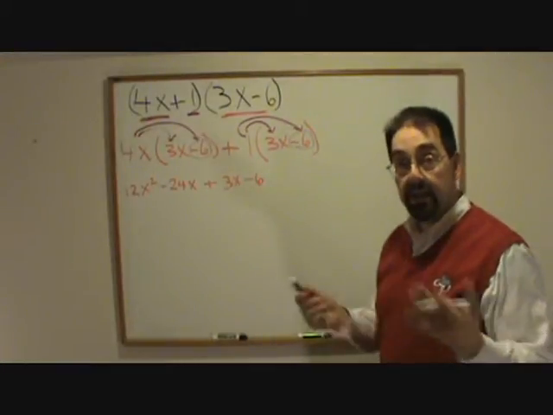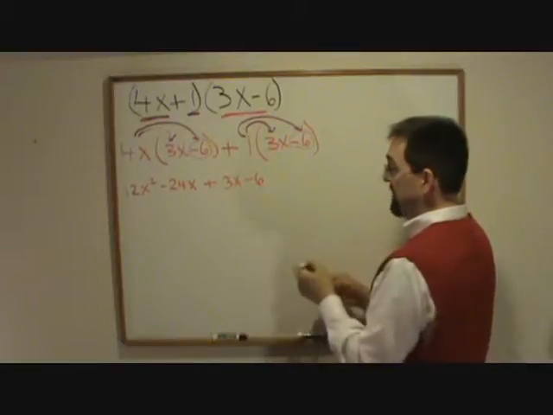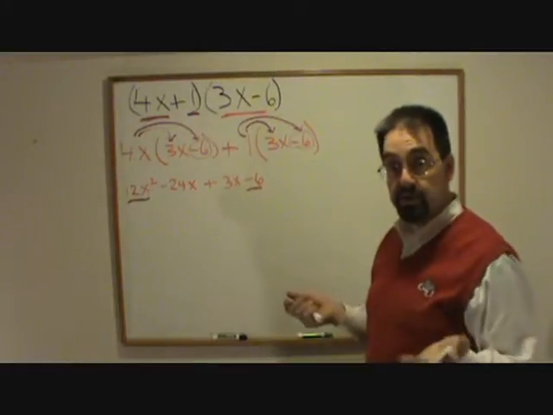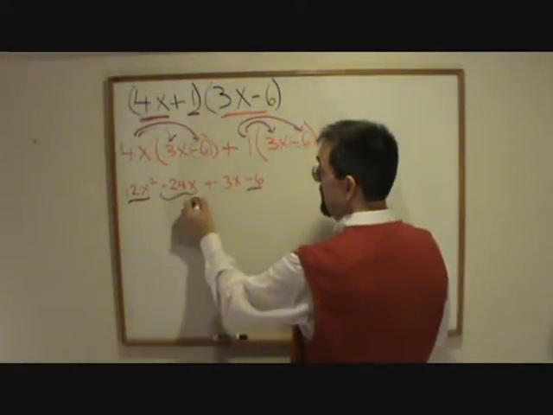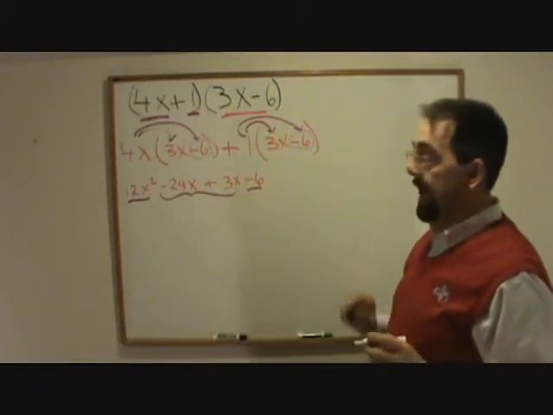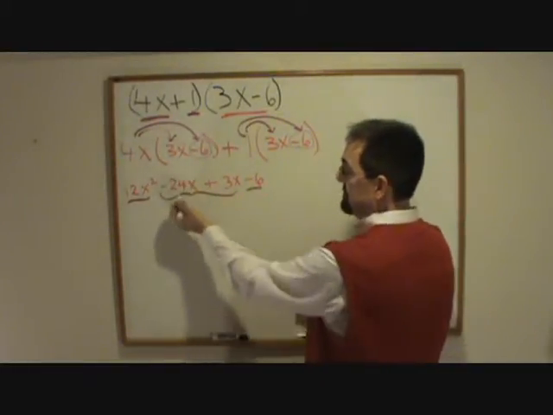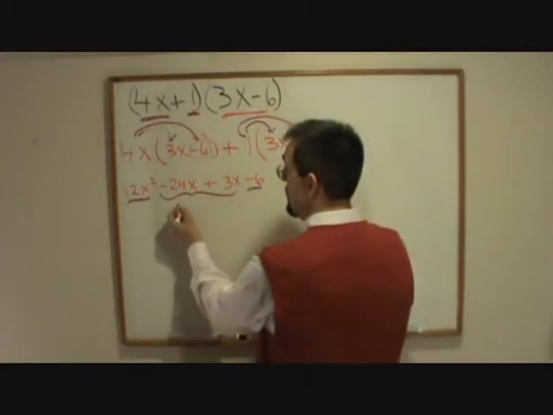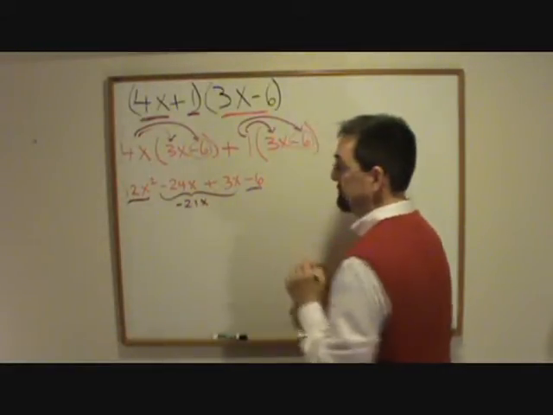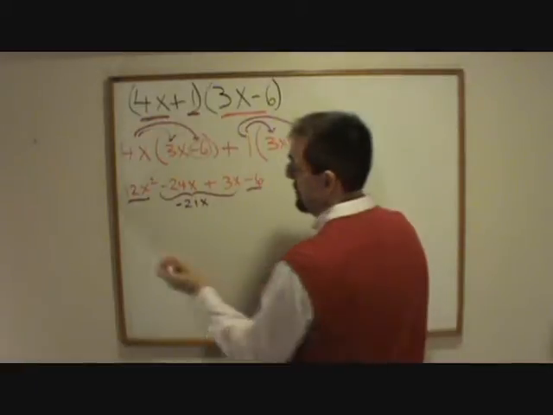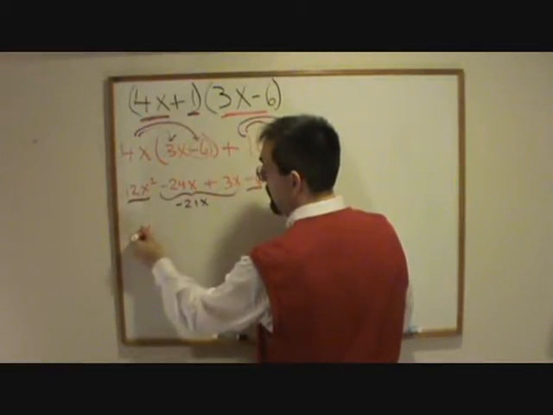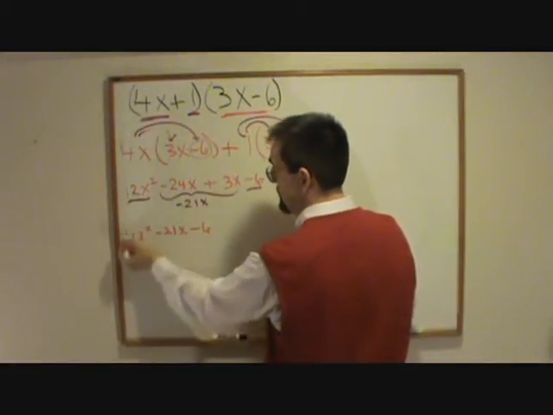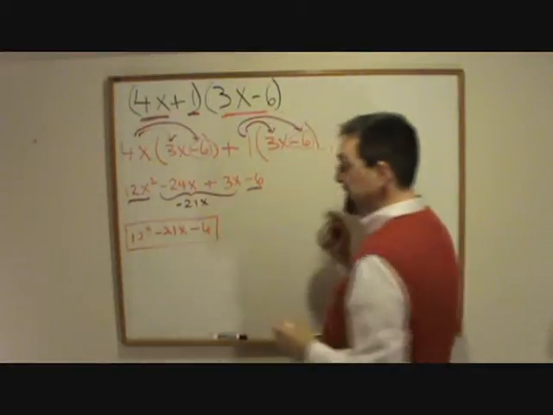Now we need to add the like terms. The 6 stands by itself because there's no other like terms. 12x squared stands by itself because there's no other like terms. But here we have minus 24x and a 3x. Think of these like apples. We have minus 24 apples and 3 apples gives us minus 21x. So our final answer will be 12x squared minus 21x minus 6. This is the simplest form.